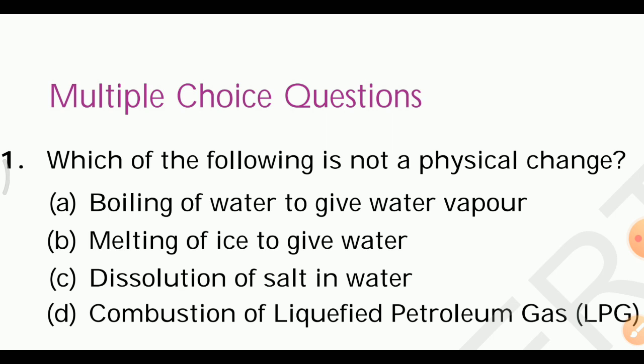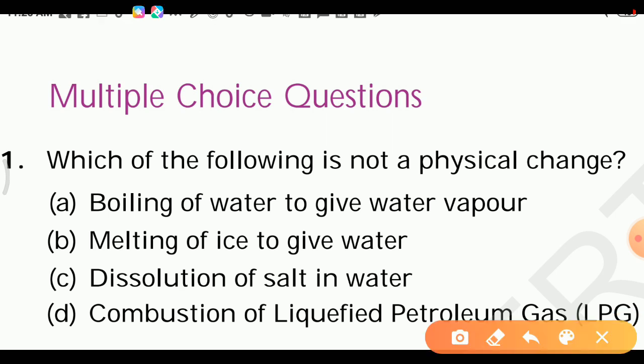A is boiling of water to give water vapor. As you know, here a new substance is not formed. The nature and identity of the initial substance is also not changing. So this is a physical change. So it is not the correct answer, because here we have to find out which is not a physical change.